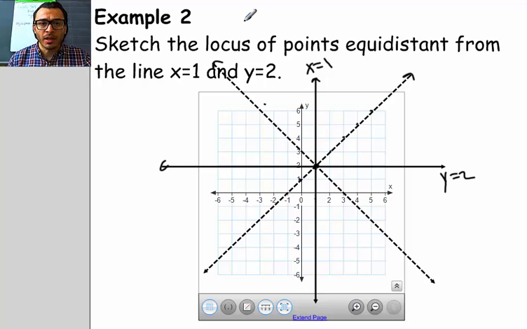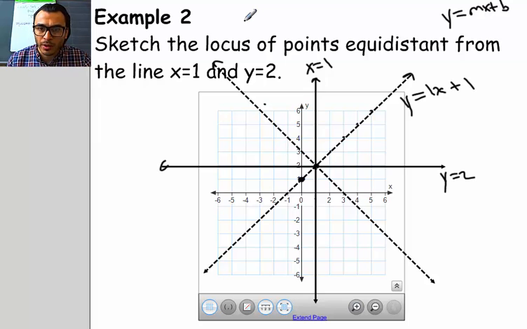So what would be the equations that represent the locus? Let's start with this line over here. So remember, the equation of a line is y equals mx plus b. So of course the slope is 1, so it'll be y equals 1x. Now the b is the y-intercept, and in this case it's 1, so it'll be y equals 1x plus 1. That's the equation of this line.